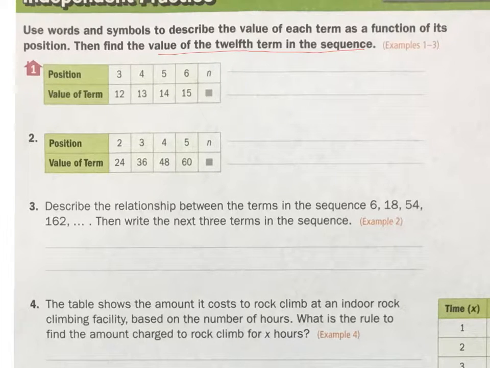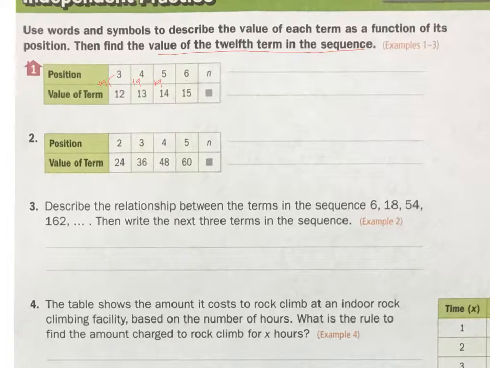So, from position 3 to the value of the term, I could say it's plus 9. And that works for each of them. Okay, so 3 plus 9 is 12. 4 plus 9 is 13. 5 plus 9 equals 14.